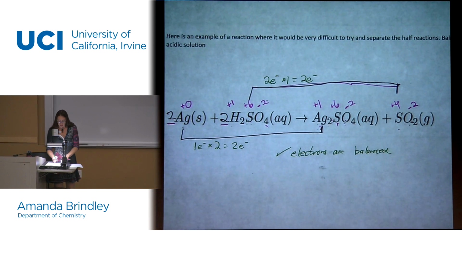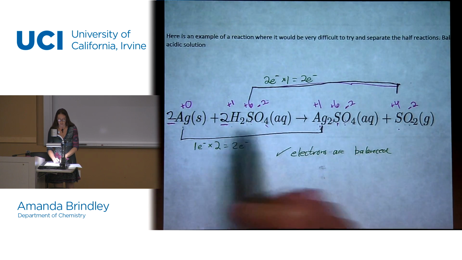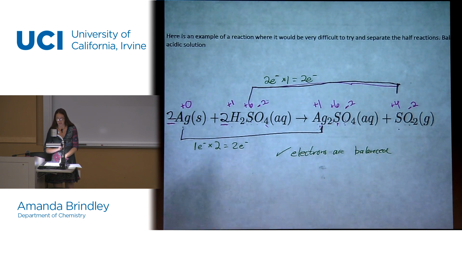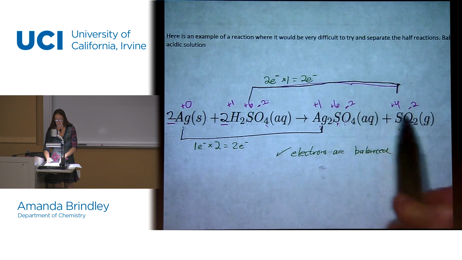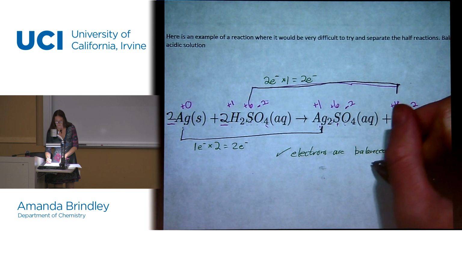So we look at this whole thing. We have 8 waters over here. We have 8 oxygens over here. We have 4, 5, 6 over here. So what do we need to do? How many? 2 waters.